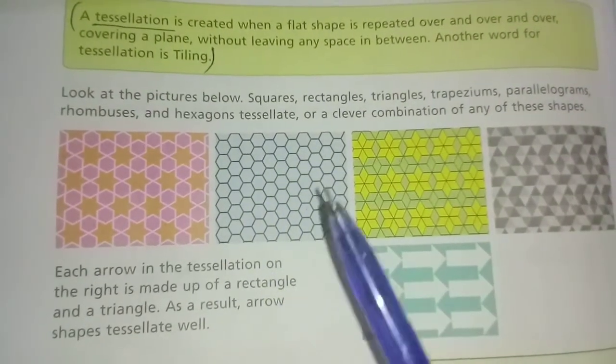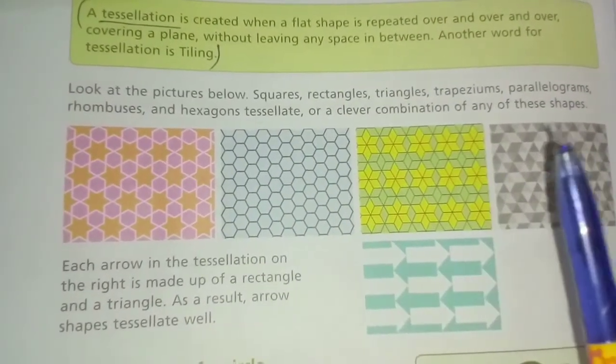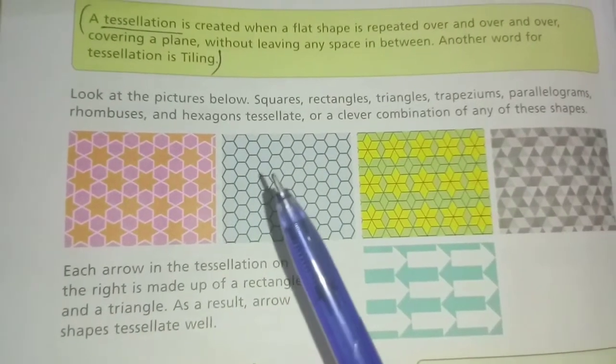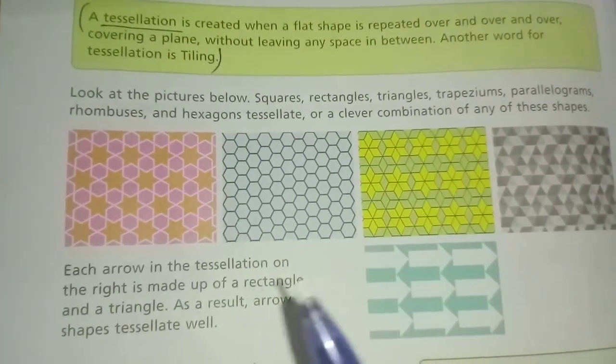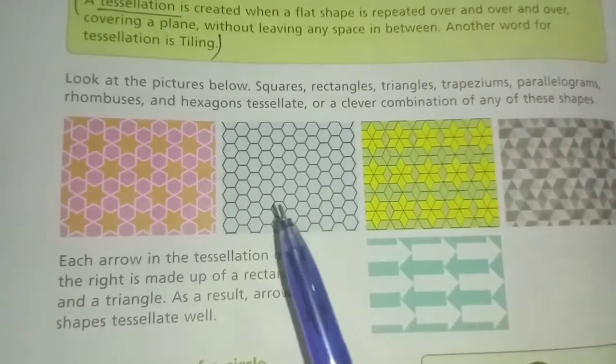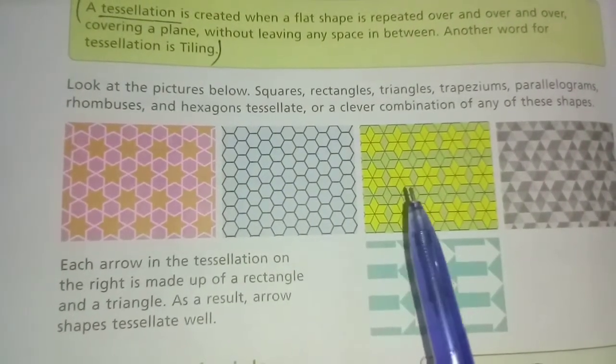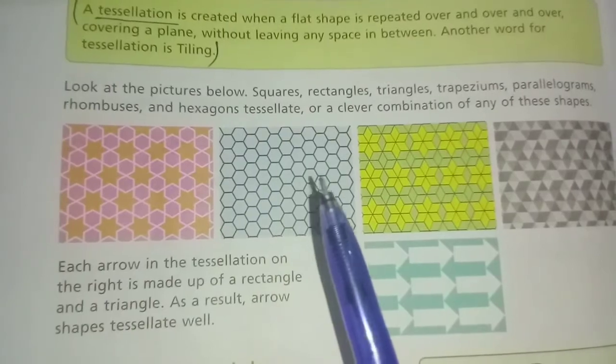Look at these pictures: squares, rectangles, triangles, trapeziums, parallelograms, rhombuses, and hexagons tessellate, or a clever combination of any of these shapes. But keep in mind, we can use the same shape for one tessellation, and another word for tessellation is tiling.